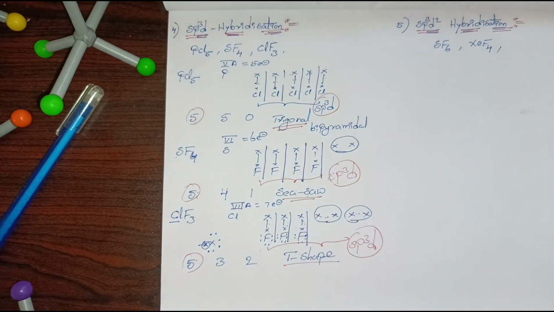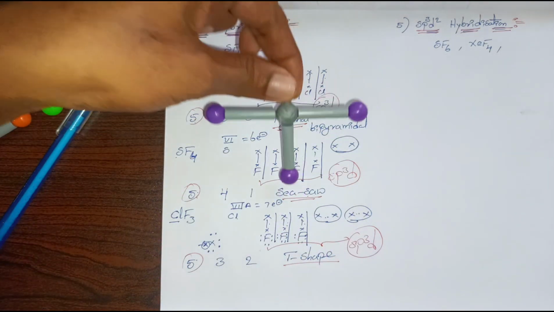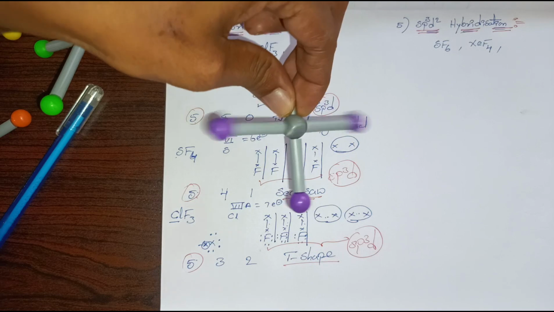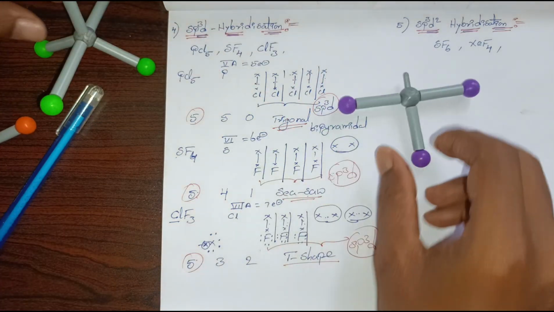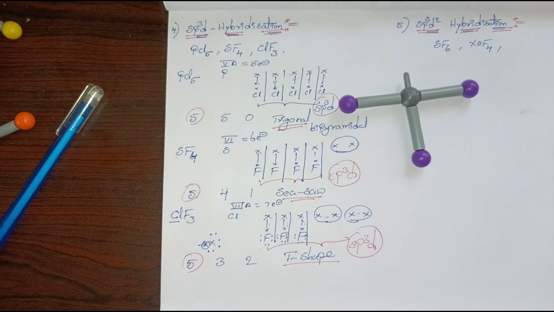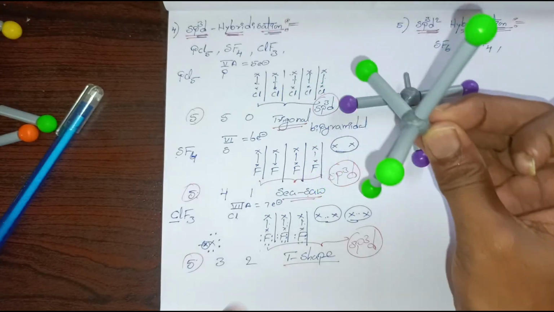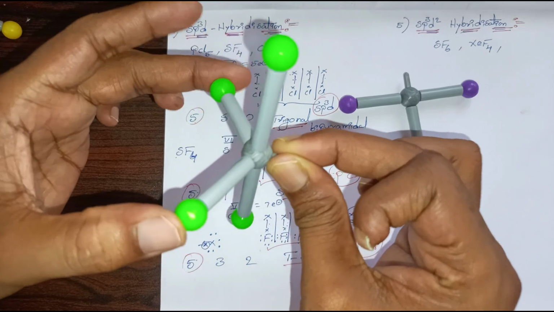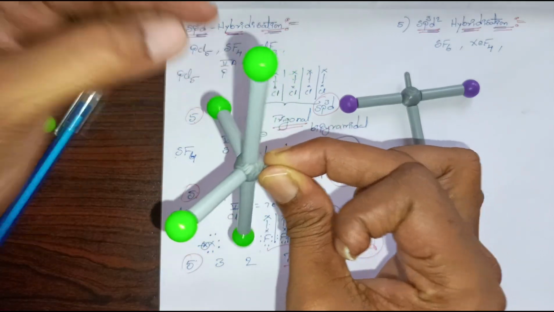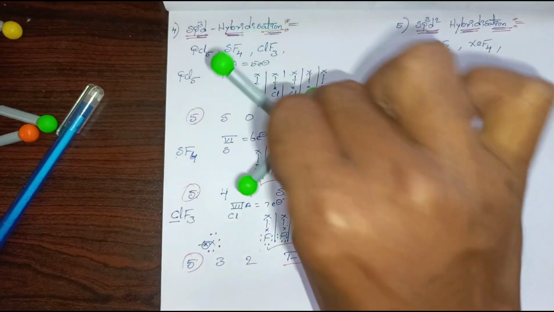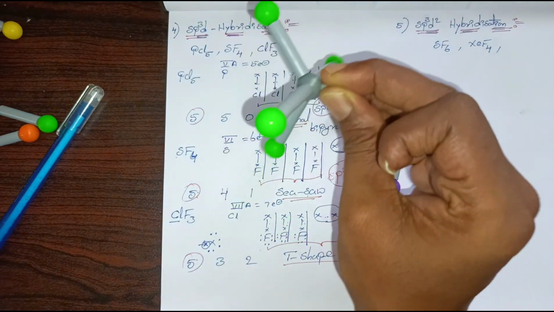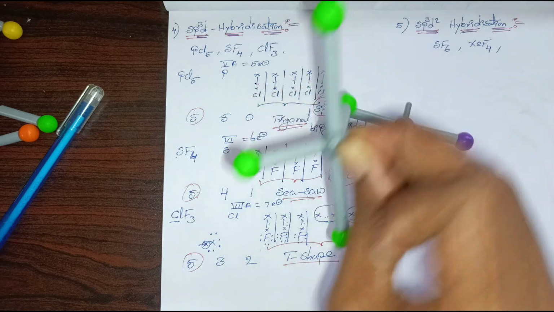Students, next ClF3. What is the shape of ClF3? The English letter T. It looks like T. T shape. All the atoms exist in the same plane. Next SF4. What is the arrangement? Seesaw arrangement. It looks like a seesaw, with fluorine, fluorine, fluorine, fluorine. This is the seesaw arrangement of SF4.